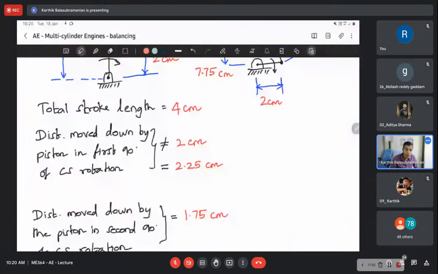Am I still connected? Yes, sir. The screen is not moving, right? Is it stuck? Yes, sir. Screen is stuck. Why is it happening? I don't know.